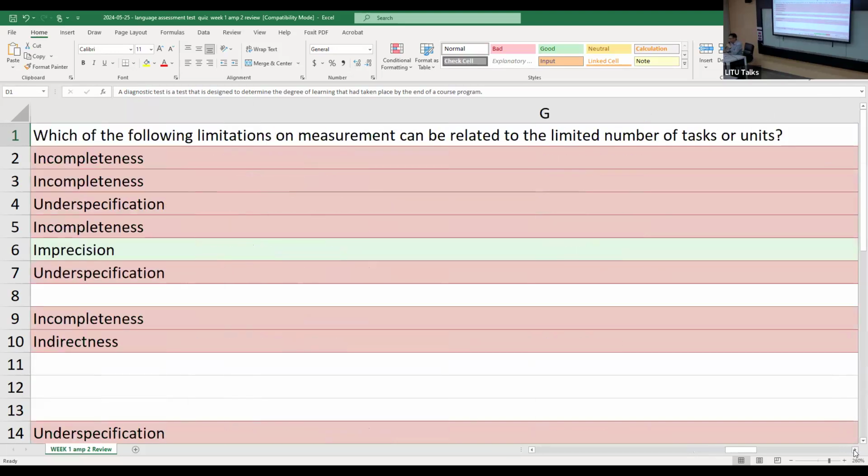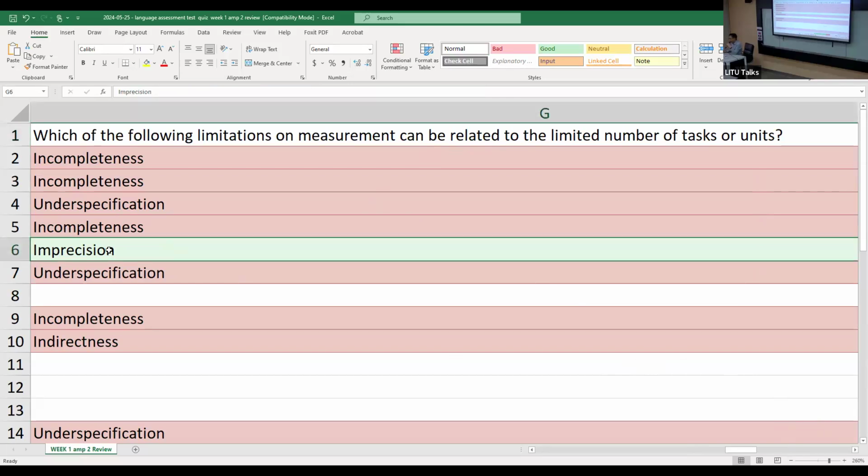The limitation of measurement can relate to a limited number of task units. That's about imprecision. Everybody's all over the place now. I think that can be related to incompleteness as well, because incompleteness is related to the representativeness of your items and task content, right? But the answer was imprecision.